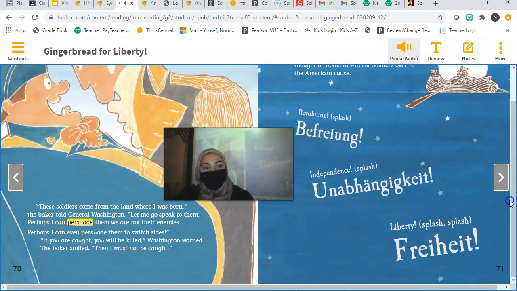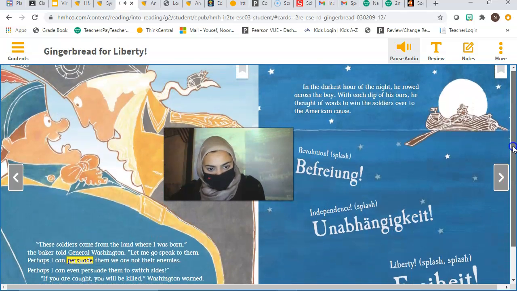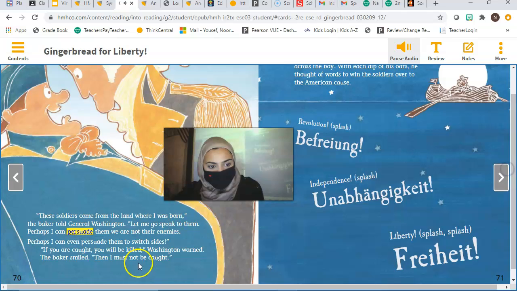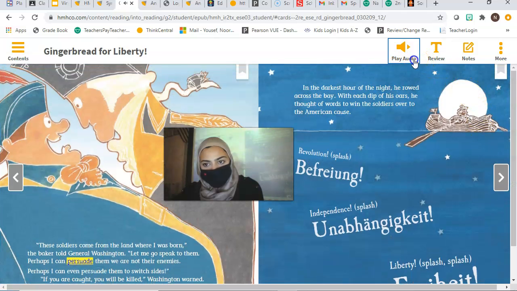These soldiers came from the land where I was born, the baker told General Washington. Let me go speak to them. Perhaps I can persuade them we are not their enemies. Perhaps I can even persuade them to switch sides. If you are caught, you will be killed, Washington warned. The baker smiled. Then I must not be caught.